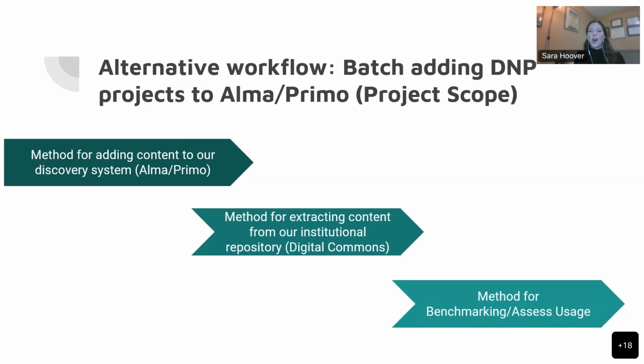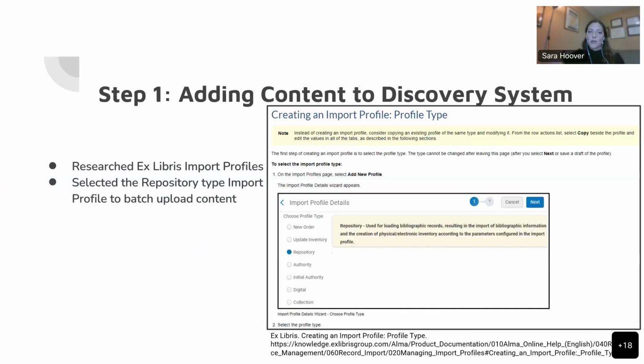So this is kind of what our alternative workflow ended up looking like. We needed to first devise a method for adding content to our discovery system. We needed to devise a method for extracting content from our IR. And lastly, we needed to develop a method for benchmarking and assessing usage. So the first step was adding content to our discovery system. We researched the Ex Libris import profiles. They have a bunch of different types, and we ultimately selected the repository type import profile to batch load content.